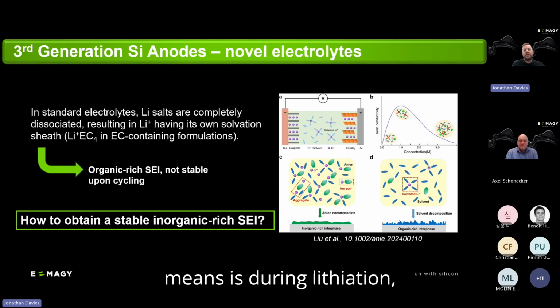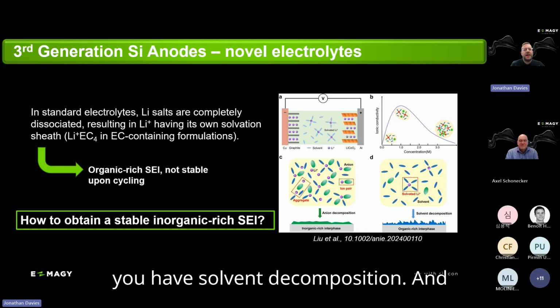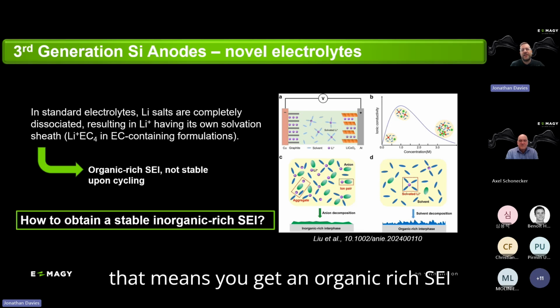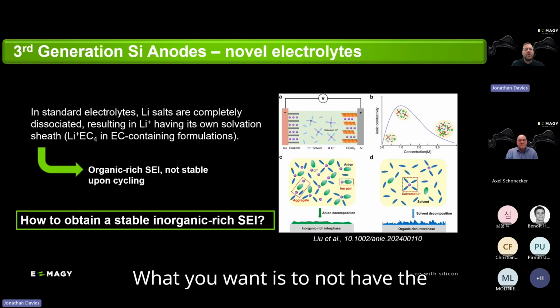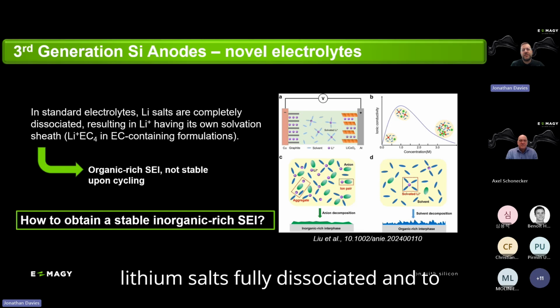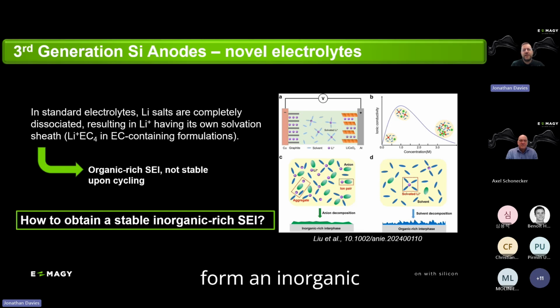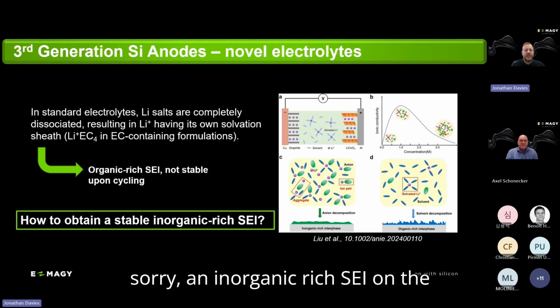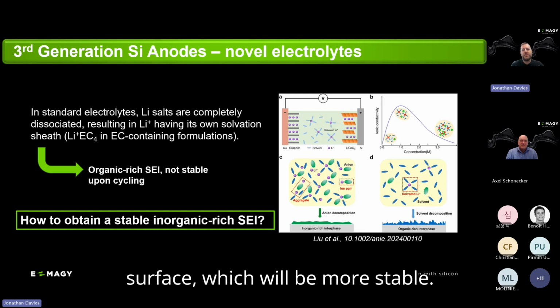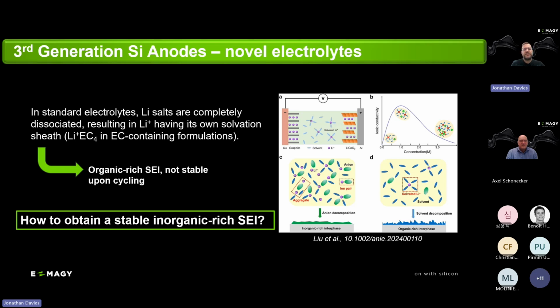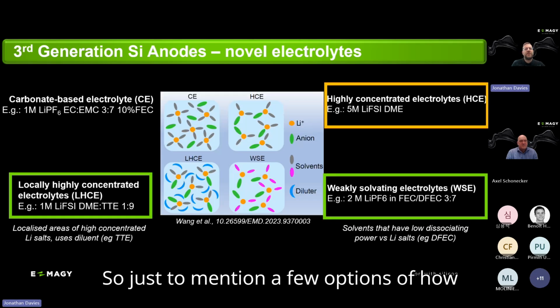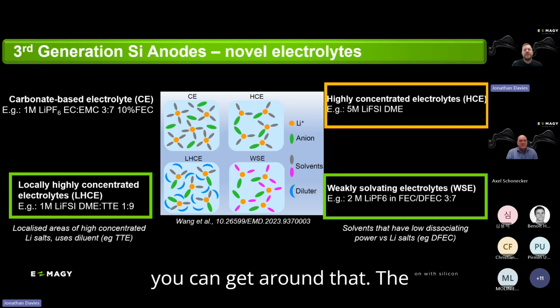What that means is during lithiation, you have solvent decomposition, and that means you get an organic rich SEI layer on the silicon surface, which is not stable upon cycling. What you want is to not have the lithium salts fully dissociated and to form an inorganic SEI layer, an inorganic rich SEI on the surface, which will be more stable. And that is not possible with the standard electrolytes currently in use. So just to mention a few options of how you can get around that.